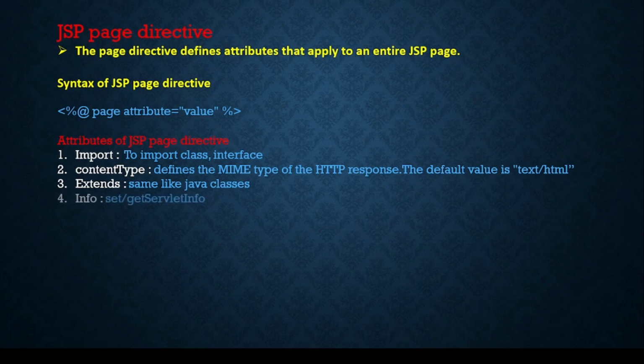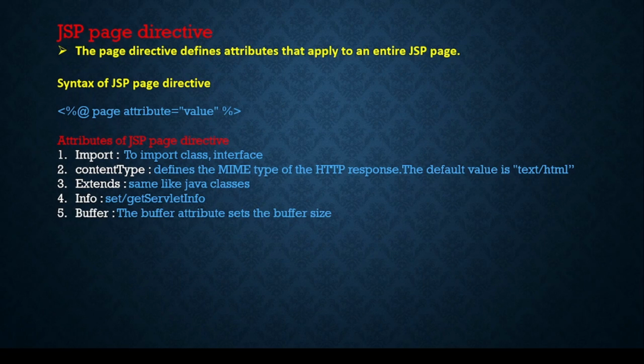Okay, so the next is info. Info means it shares information regarding the JSP, and later we will get this using getServletInfo. So no need to worry now, just understand what is what. I will explain each and every one with an example.